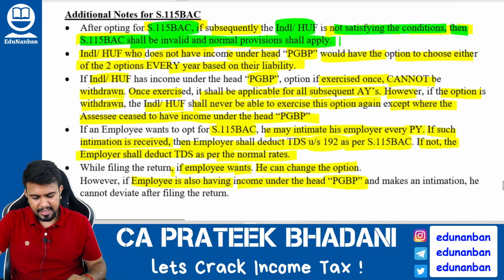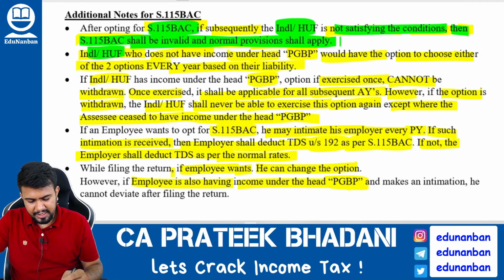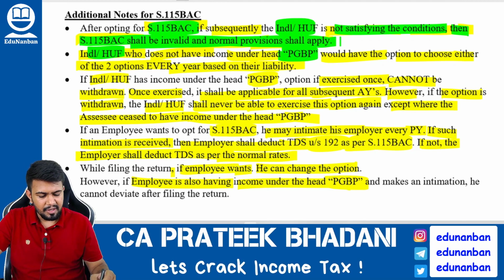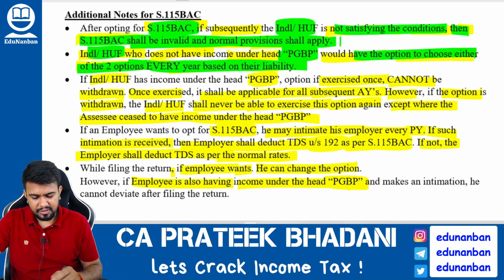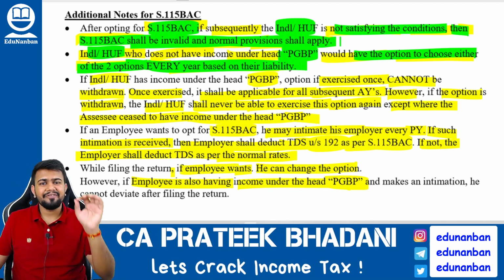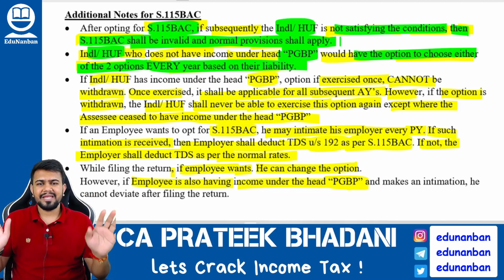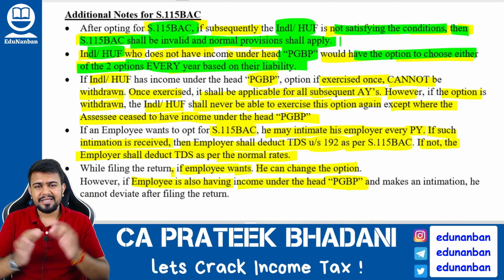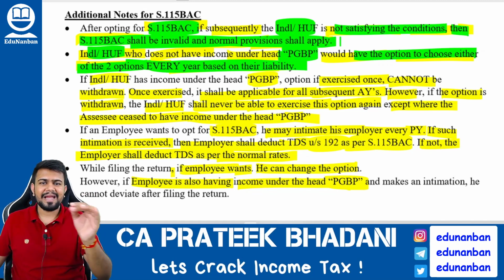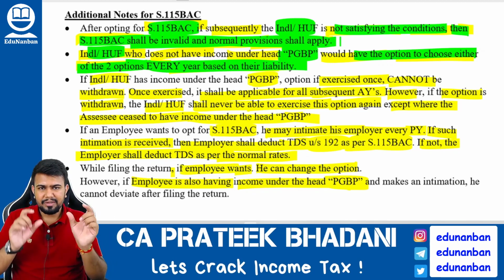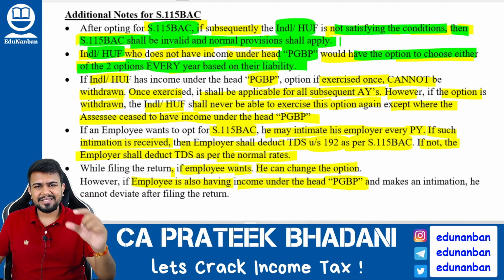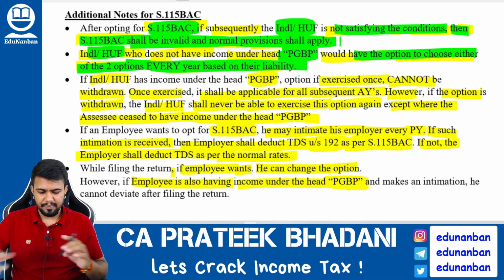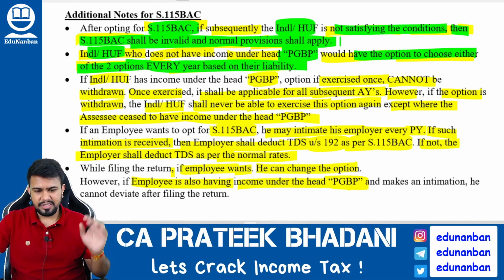You get my point? Next, individual or HUF who does not have any income under PGBP would have the option to choose either of the two options every year based on their liability. Hence, if there is an assessee who is not having any PGBP income, such assessee can choose between old tax and new tax every year. So every year I will calculate what is my total tax under the old tax regime and also under new tax regime, and whichever is less I will opt for that system. Okay, because every year I can keep on changing.